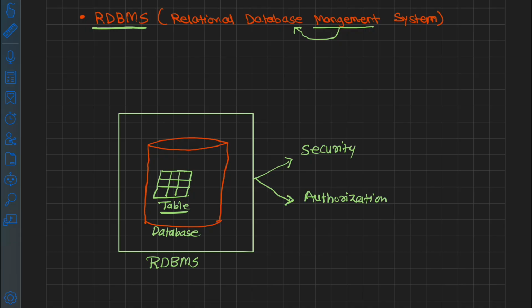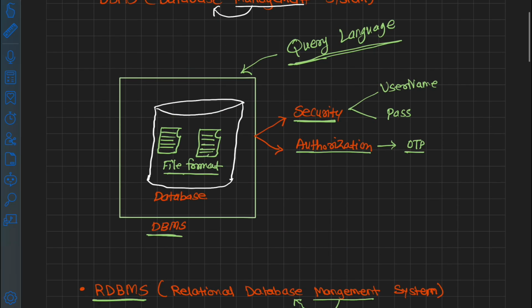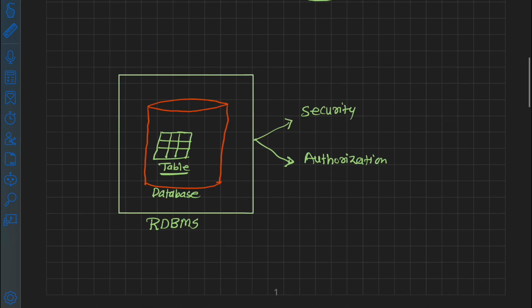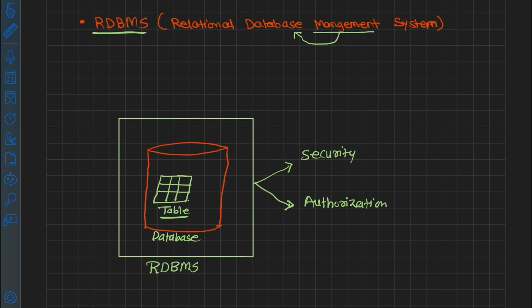And the fourth point: here in DBMS, if you want to communicate with DBMS, we use a query language, and in RDBMS we communicate with RDBMS using structured query language. This is nothing but SQL. These are the 4 points related to RDBMS.